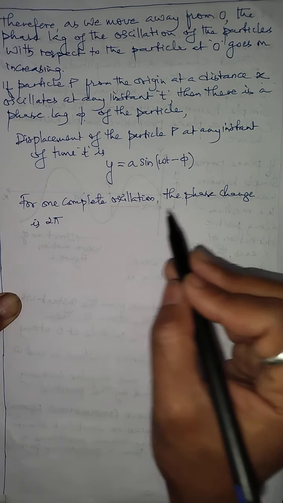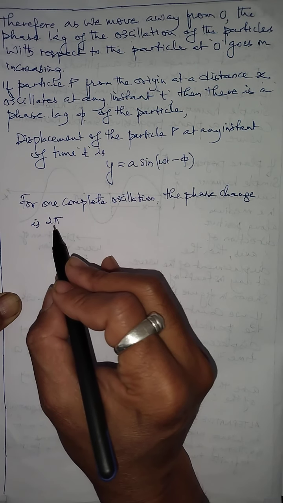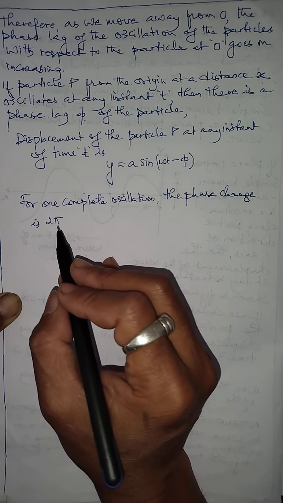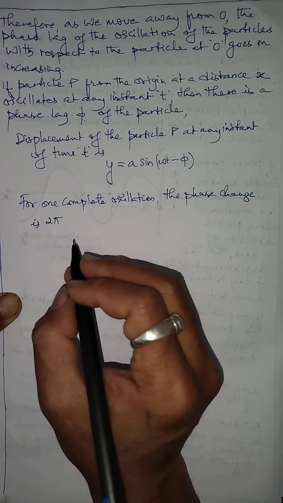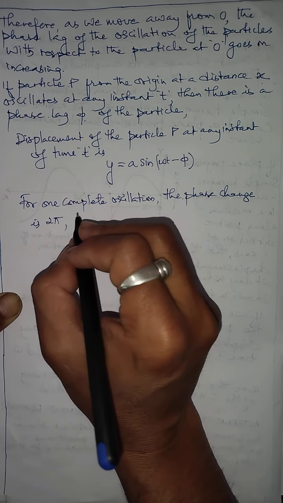So what is the phase change or phase difference of the particle for one complete oscillation? 2 pi. 2 pi means how much? 360 degrees. Okay, so under this phase change of 2 pi, what is the displacement?